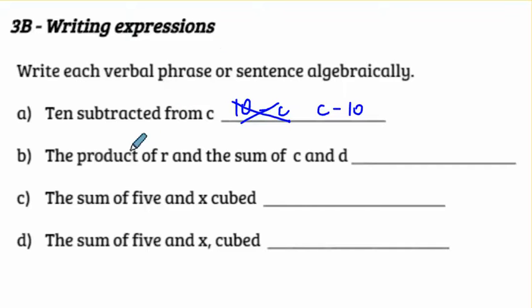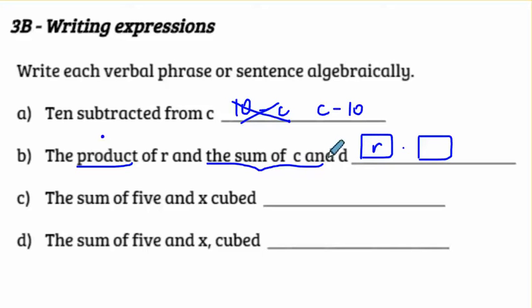Okay. All right. For B, we have the product of. So right away, when you see product, you know that means multiplication. So we are obviously going to be multiplying a couple different things. I'm going to put little boxes and fill them in, okay? So the product of means I'm going to be multiplying something times something. What are those somethings? Let's keep reading. The product of R and. Okay, so R would be our first one. And the second one is the sum of C and D.